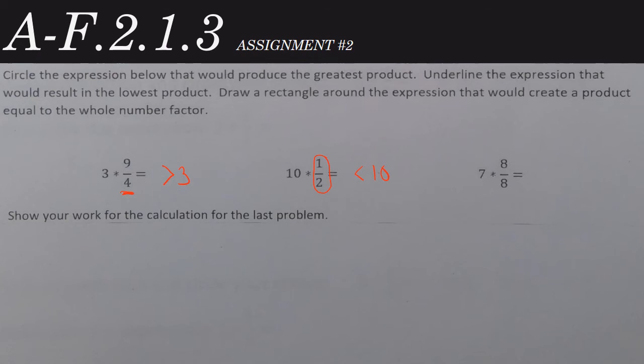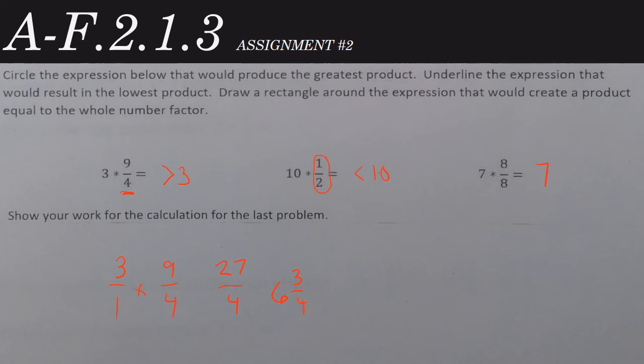And then I have 7 times 8 over 8. 8 over 8 is equal to 1, so I'm going to get an answer that equals 7. So what I have to do now is figure out what 10 times 1/2 is and what 3 times 9/4 is. So I do 3 over 1 times 9 over 4, and I get 27 over 4. 4 goes into 27 6 times, and I'd have 3 left over, so 6 3/4.